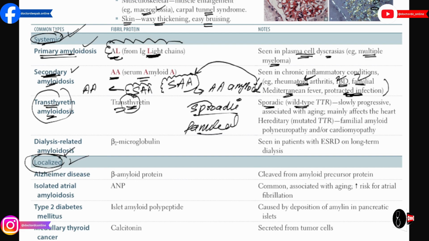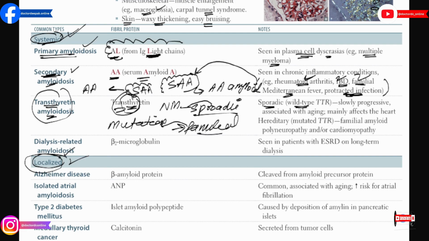But we have the familial. In the familial, again, we have the abnormal transthyretin. But the question here is, what is the difference between sporadic and familial? In sporadic, the transthyretin is non-mutated. There is no mutation in this protein. But in the familial, there is a mutation in the transthyretin protein, and that mutation is going to produce the abnormal transthyretin, and that abnormal transthyretin is going to be deposited in our tissue.